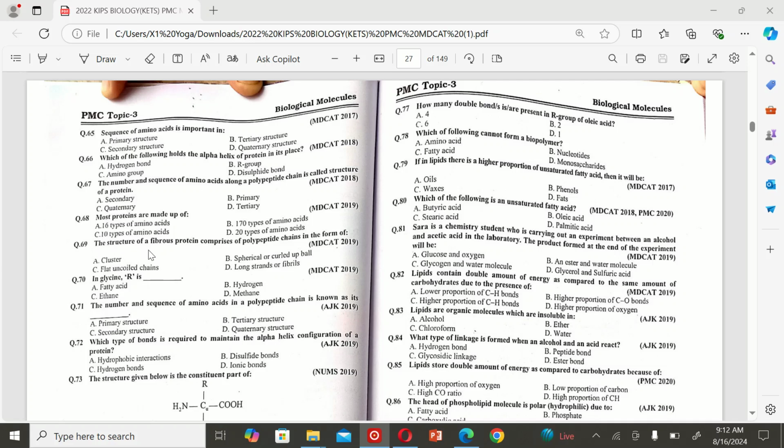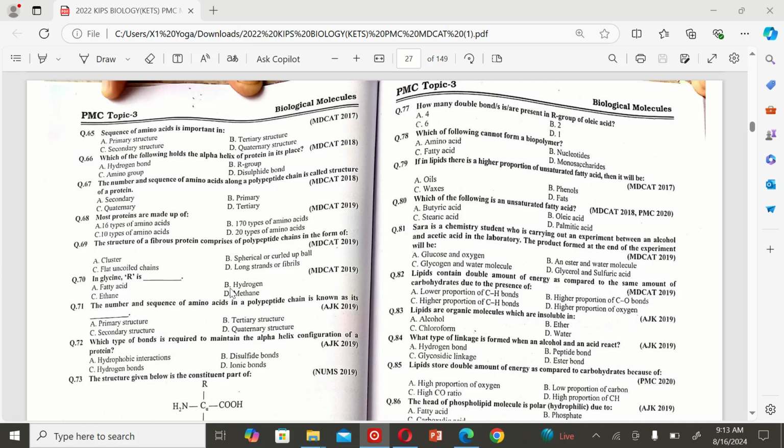The next MCQ is: the structure of a fibrous protein comprises a polypeptide chain in the form of A. Cluster, B. Spherical or curled up ball, C. Plate uncoiled chains, and D. Long strands or fibrils. The correct option is D, long strands or fibrils. The next MCQ is: in glycine, R is A. Fatty acid, B. Hydrogen, C. Ethane, and D. Methane. The correct option is B.